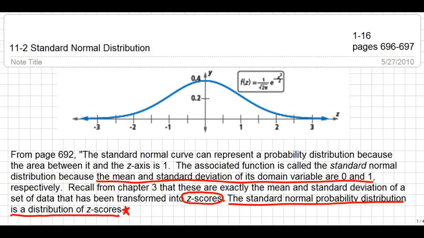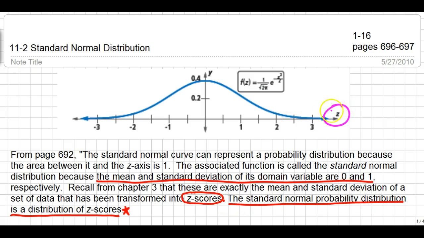This lesson is for FST, lesson 11.2 on the standard normal distribution. The standard normal distribution is a distribution of z-scores, and that is something that we didn't talk about in the previous lesson. Remember that z-scores are a set of data that have a mean of 0 and a standard deviation of 1. We first talked about z-scores back in chapter 3, and when you graph the distribution of z-scores, you get what's called the standard normal curve or the standard normal distribution.